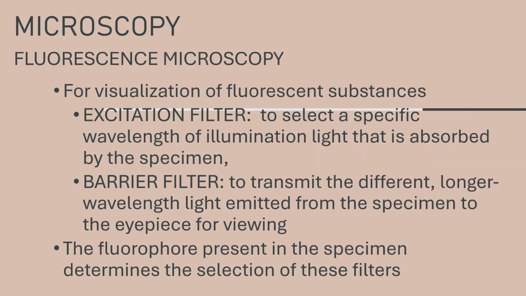Fluorescence microscopy is utilized for the visualization of fluorescent substances. It utilizes two filters: the excitation and the barrier filter. The excitation filter selects a specific wavelength of light that is absorbed by the sample, and the barrier filter transmits the different, longer wavelength emitted from the sample to the eyepiece for viewing. Again, your atom absorbs light and emits light at a longer wavelength.